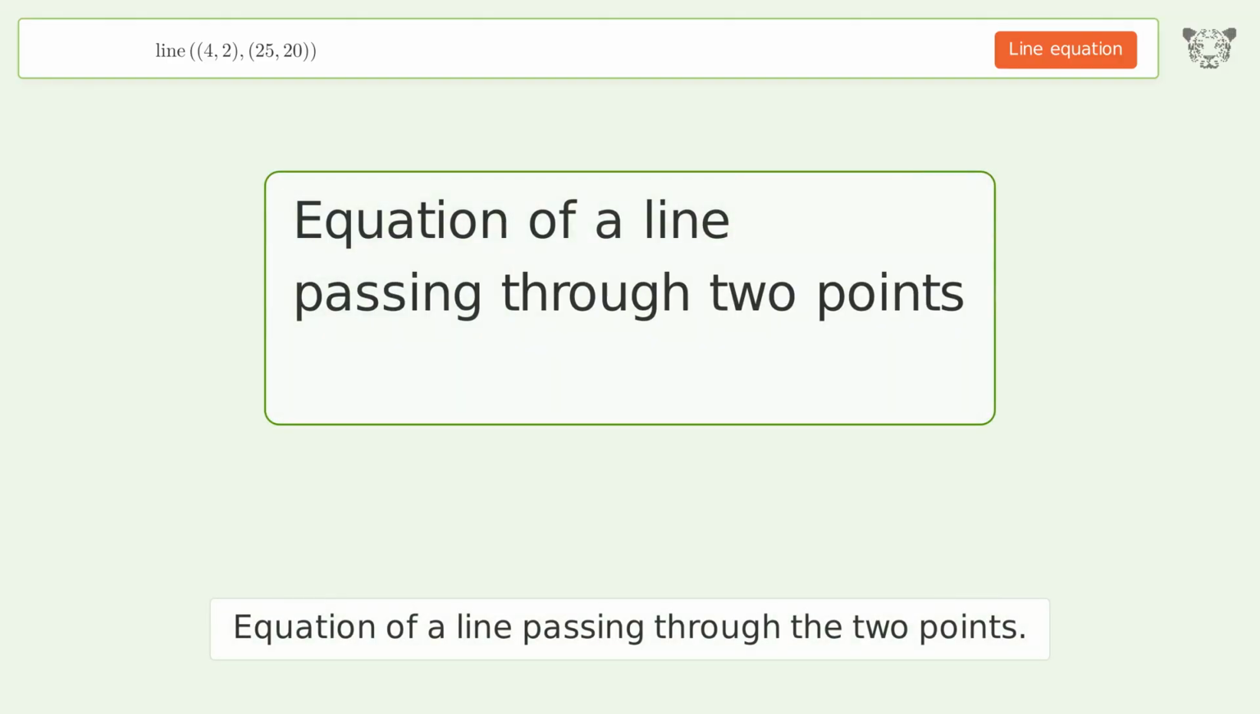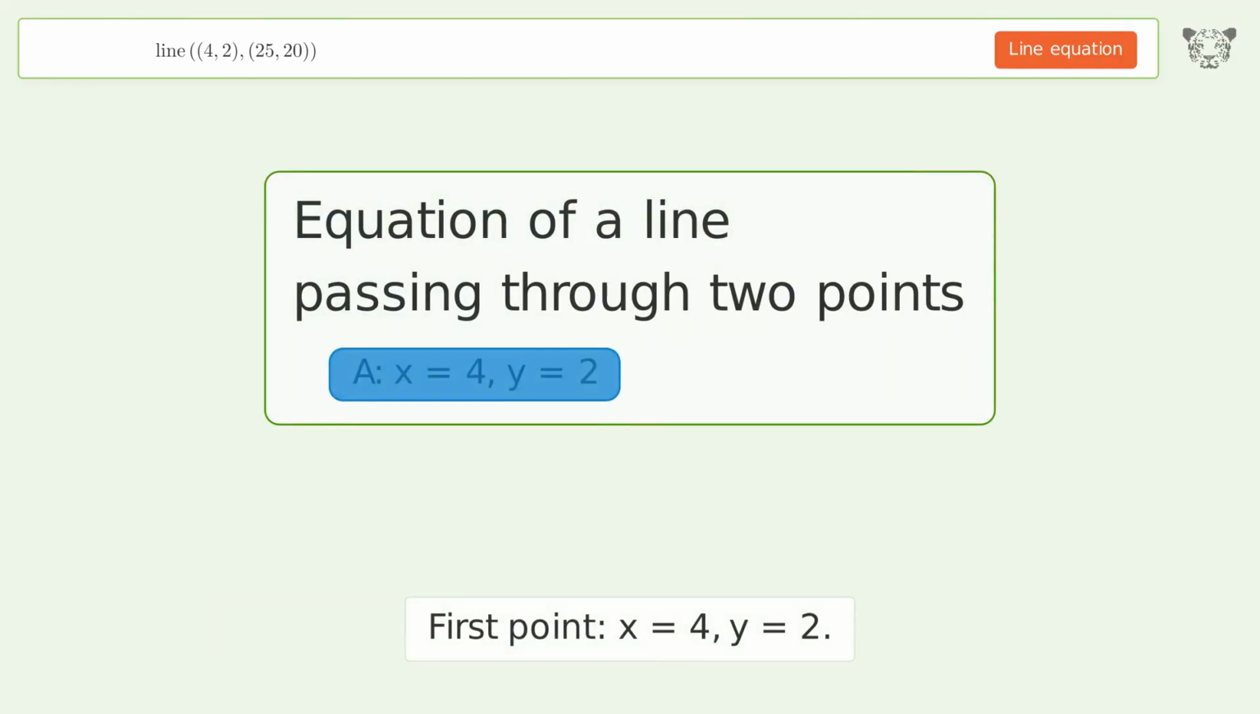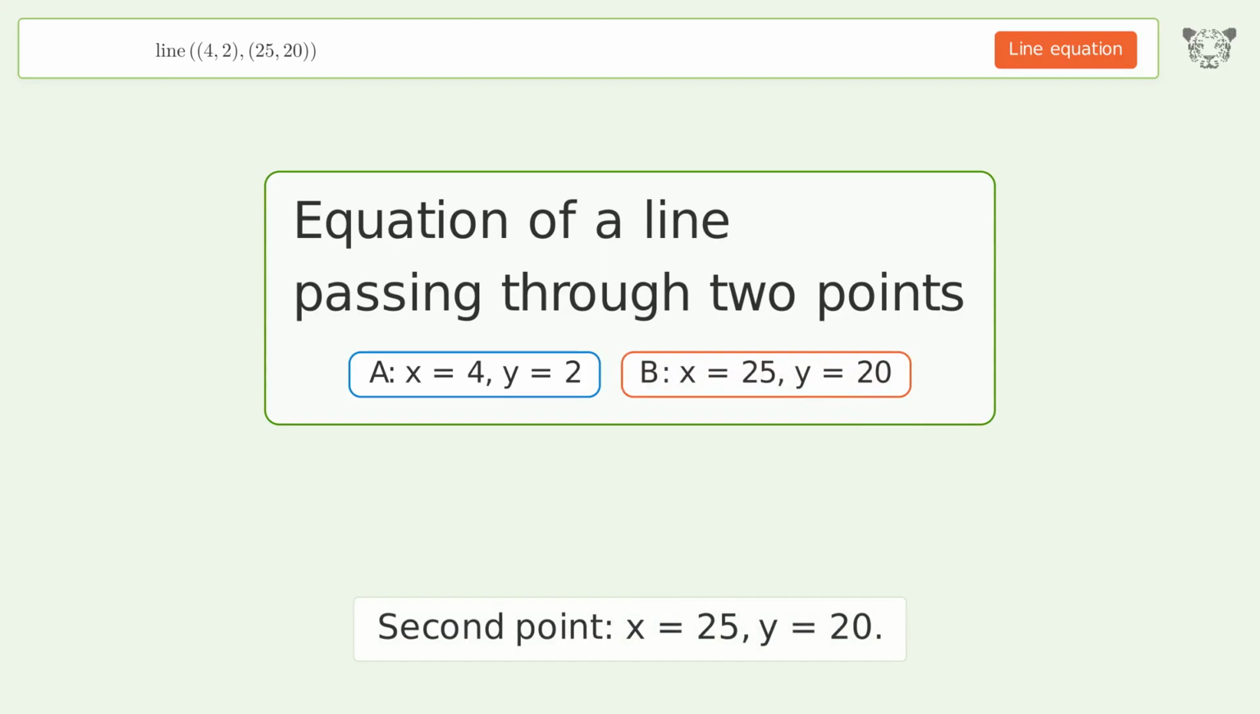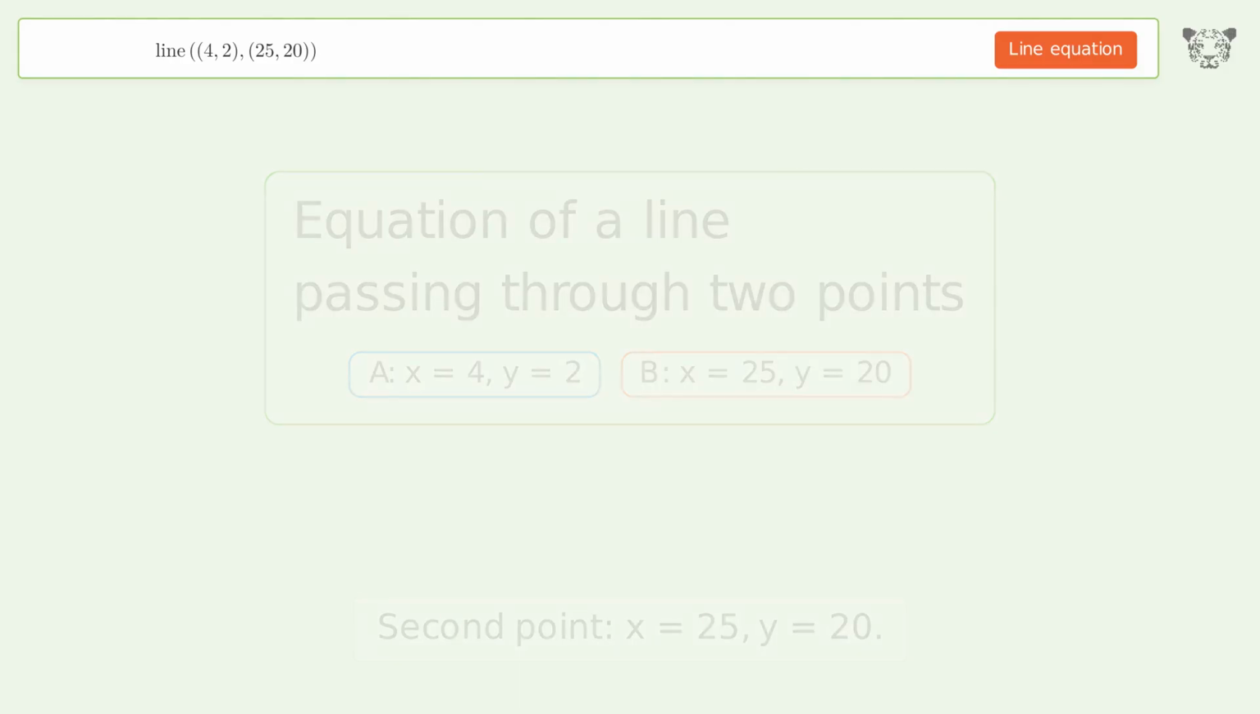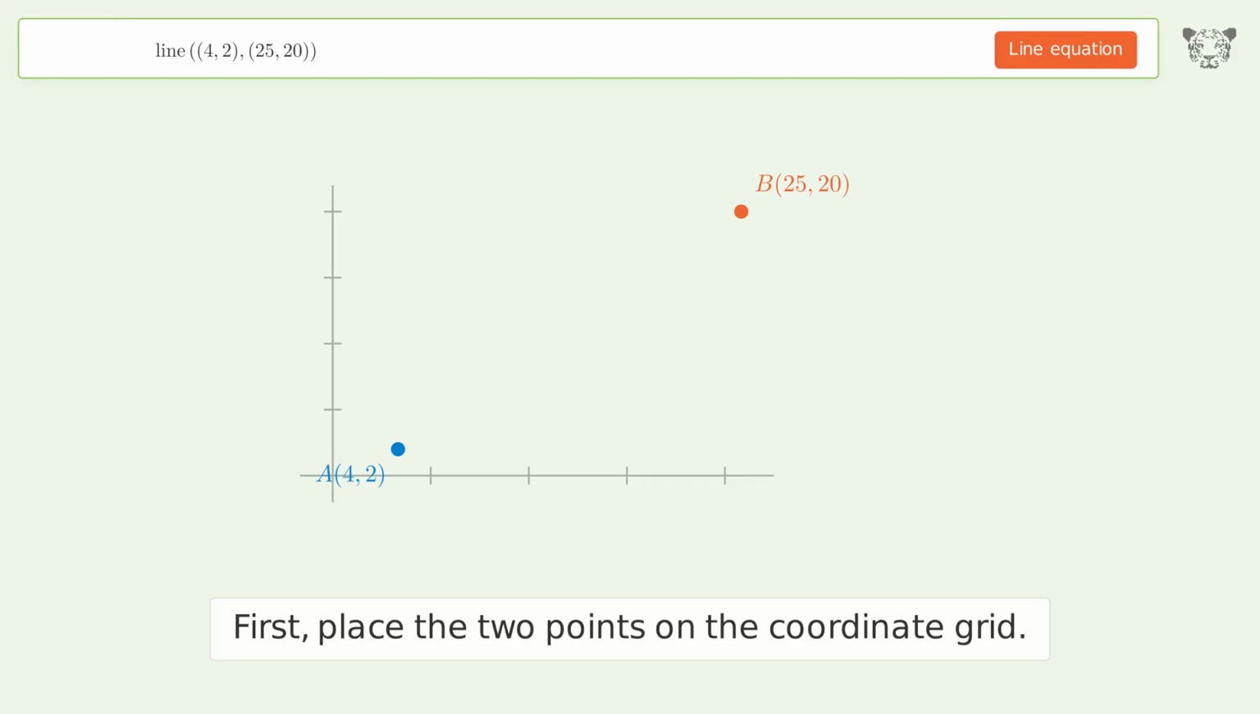Equation of a line passing through 2 points. The first point has x equals 4, and y equals 2. The second point has x equals 25, and y equals 20. First, place the 2 points on the coordinate grid.